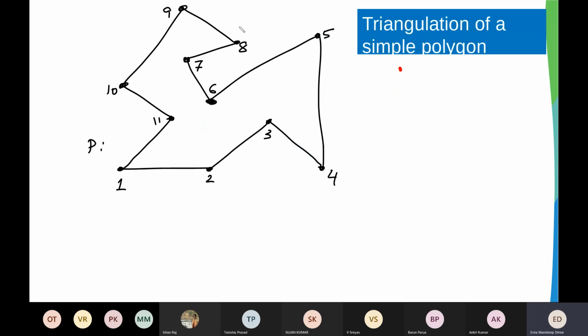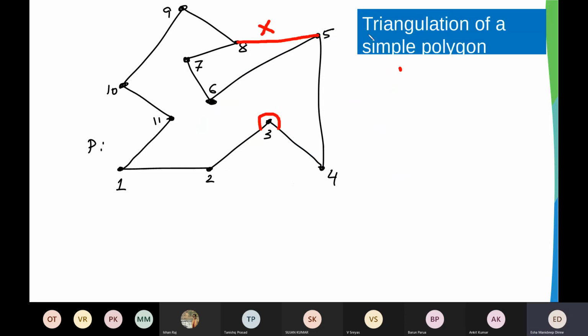Okay, so let's take this polygon. Actually, all these slides are from my class. I am in that course, and I took the slides from the course itself. So this is a simple polygon because there are no holes and it doesn't intersect itself. And this is not a convex polygon because clearly some angle is greater than 180. This angle is greater than 180. And this is, again, not a diagonal.